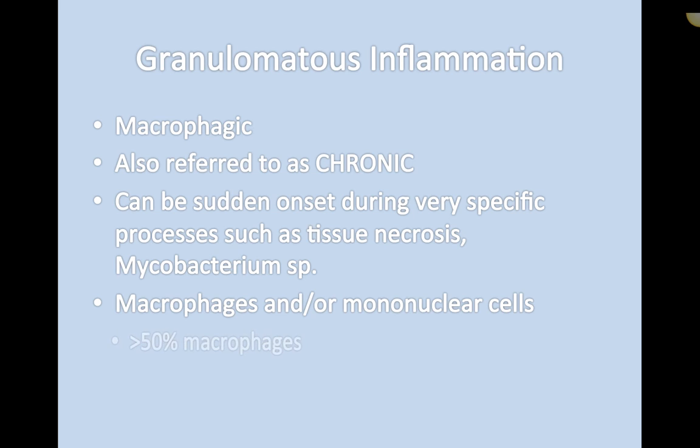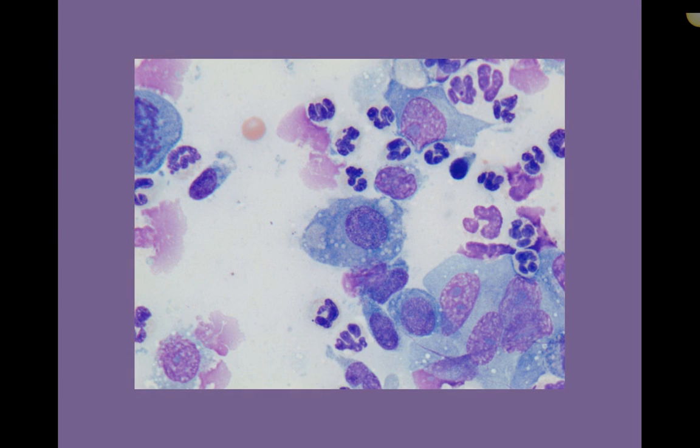So in these, you typically see just macrophages, mononuclear cells, or those monocytic type cells. And classification would be if it's 50% or more macrophages in your inflammatory sample.